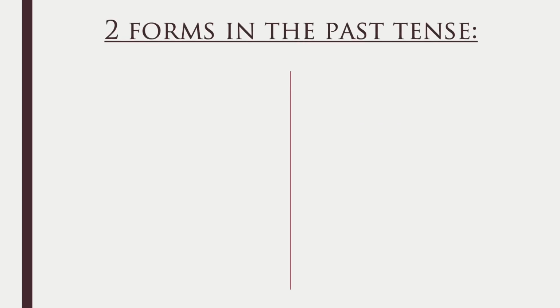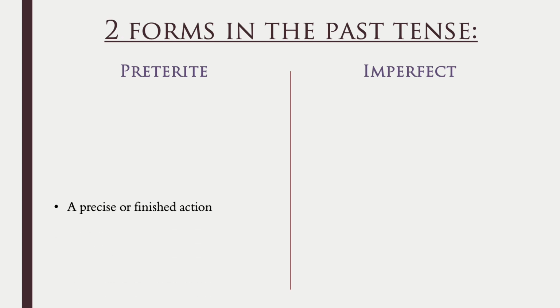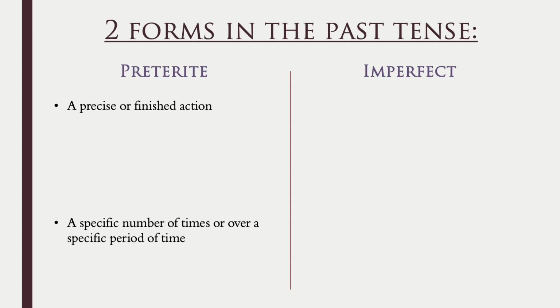All right, so now let's get into the past tense. Remember that there are two forms in the past tense that we can speak in. One is the preterite tense, and the other is the imperfect. The times when we would use the preterite would be when it's a precise or a finished action. So, I ate. Boom, precise, finished, done. That's going to be preterite.